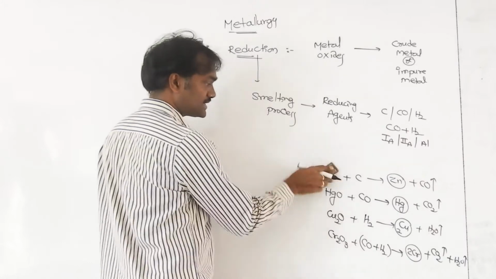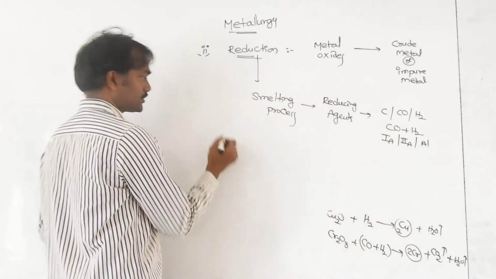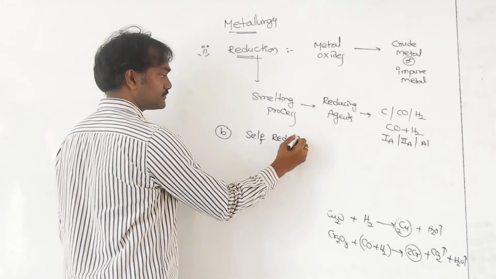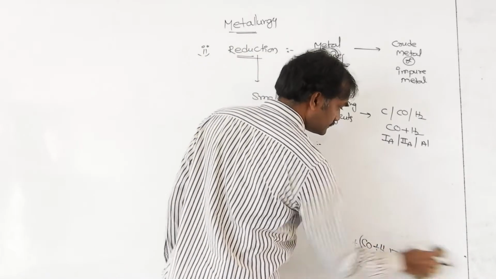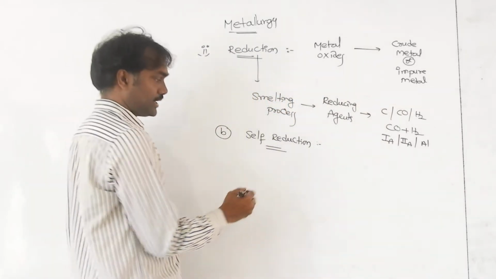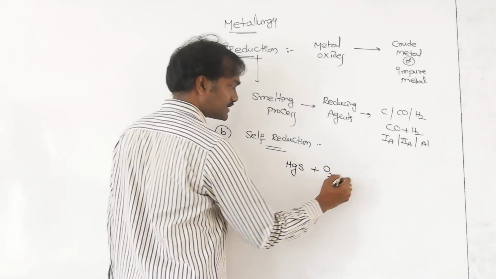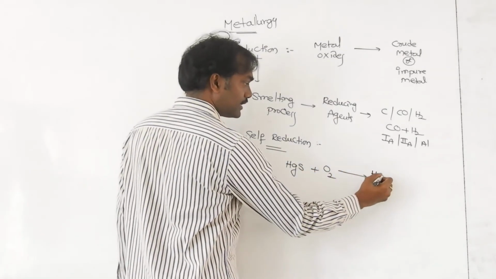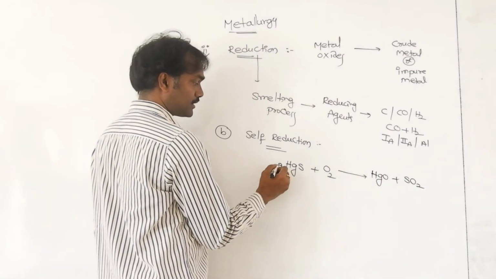Next, another reduction. Some compounds undergo self-reduction. So second, we can see the self-reduction process. In oxidation, this is mostly observed in the d-block elements only. You take mercury sulfide, and it is treated with oxygen. What happens, as in the previous oxidation process? Mercury oxide and SO2.